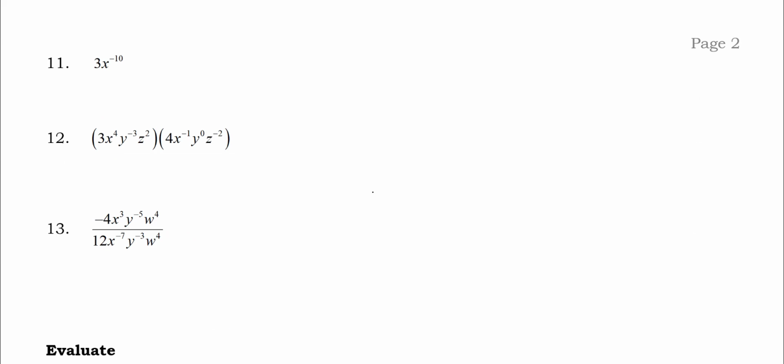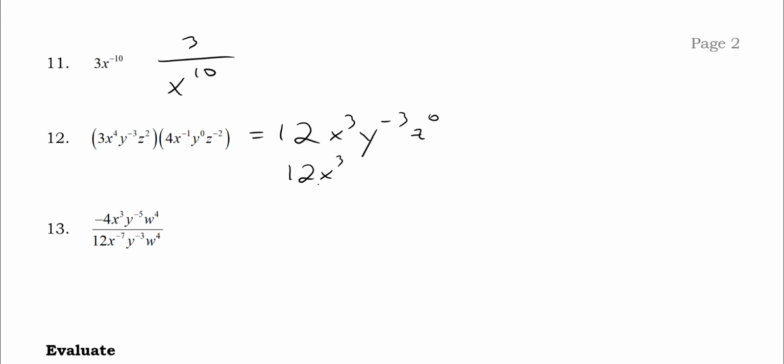Anything with a negative exponent goes to the other side of the fraction. The only thing that's touching that -10 is the x, so the 3 stays on top, and you get x to the 10th in the bottom. This one, remember, you multiply the 3 times 4, which is 12, and you add the exponents. So 4 minus 1 is 3, so x to the 3rd. -3 plus 0 is -3, and 2 minus 2 is 0. If I simplify it, anything with a negative exponent goes to the other side of the fraction. So the 12 is on top, the x cubed is there, the y goes to the bottom, and the z just cancels out because it's 1. And that's your final answer.